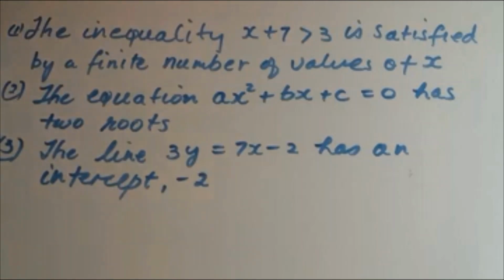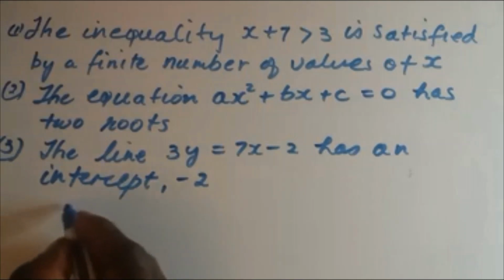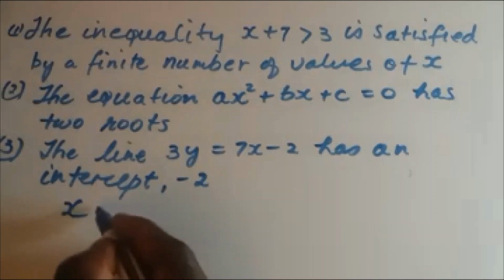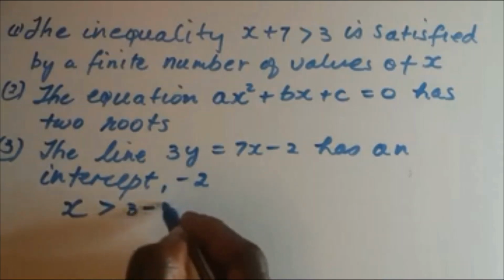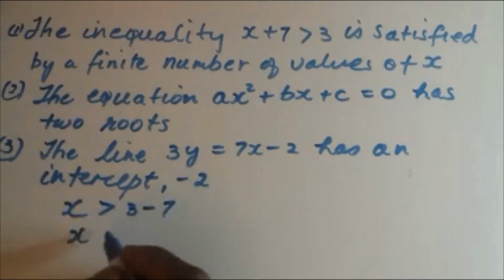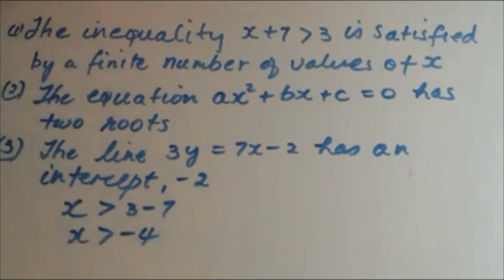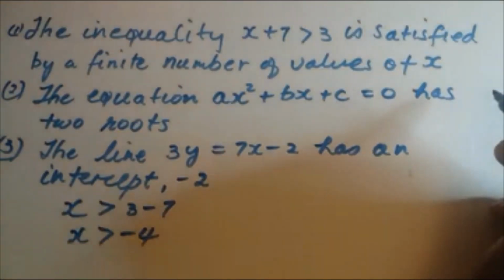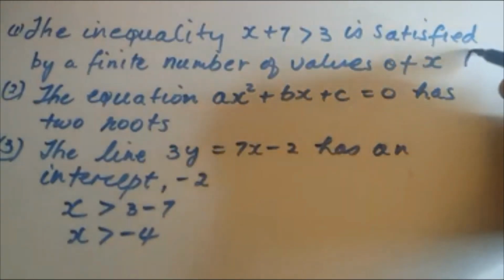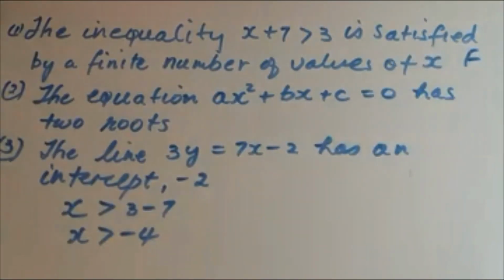First says the inequality x add 7 is greater than 3 is satisfied by a finite number of values of x. Well, if we were to find the solution, we have x is greater than 3 minus 7, x is greater than negative 4. And what we know there are infinite number of values of x greater than negative 4. So we know this statement is false. We'll write a big F there. It's a false statement.